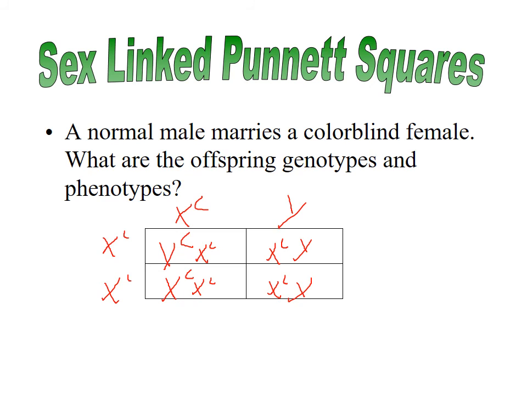And you can see that all of the female babies would be carriers, while all of the male babies would be 100% colorblind. So once again, mom determines whether you are colorblind or not. And if your mom is colorblind and that person has a male child, all of her sons will be colorblind. And that is the kind of question that you'll see.